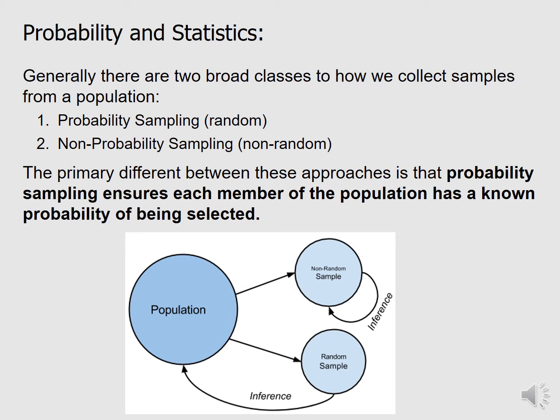When we talk about collecting samples, there are two broad approaches: probability sampling and non-probability sampling, with the difference being that probability sampling is designed to ensure each member of the population has a known probability of being selected that is greater than 0. This difference in the probability of selection changes the level of inference we can have.